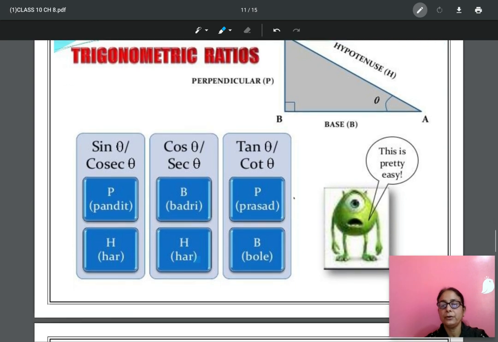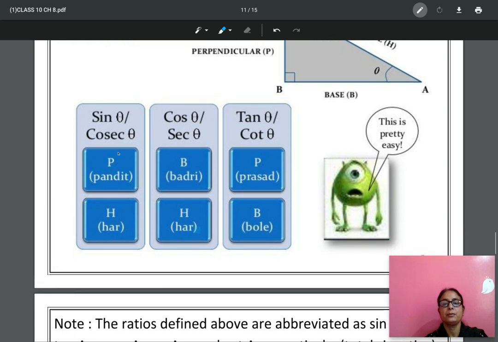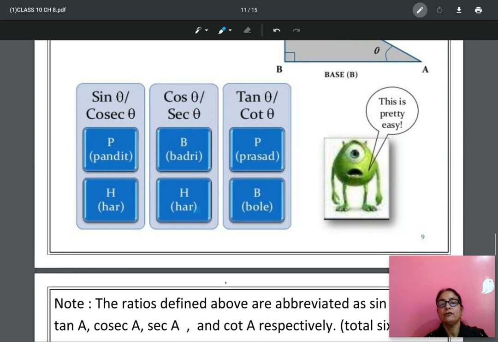Now, how to remember the formulas of sine, cos and tan? You have to go this way only. There is a phrase given, Pandit Badri Prasad Har Har Bole, using the first letter of every word. Here sine theta is perpendicular by hypotenuse, cos is base by hypotenuse, and tan is perpendicular by base. And by reciprocating, you will get cosec, sec and cot. This is very easy to remember.